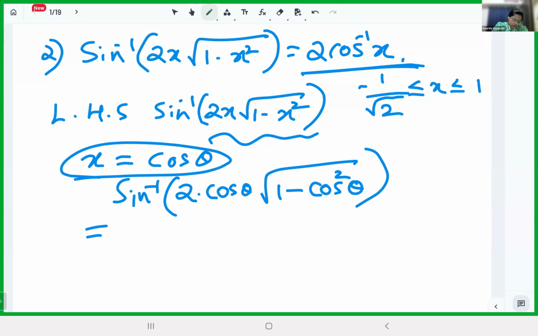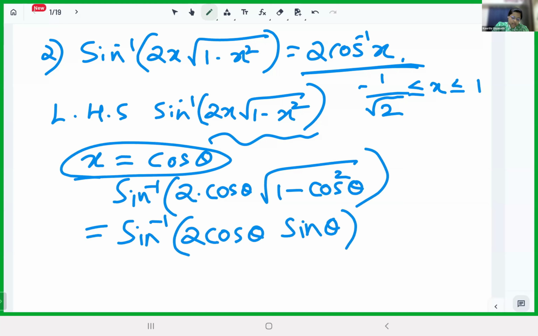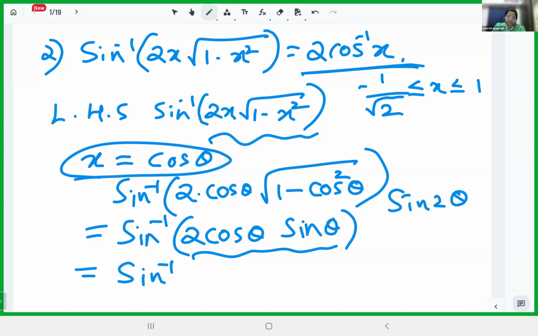So 2 cos theta, and root of 1 minus cos square theta will become sine theta. In the previous question, root of 1 minus sine square theta became cos theta. Similarly, root of 1 minus cos square theta becomes sine theta using the same identity. So again, we have got sine inverse of, this is the expression of sine 2 theta, right?